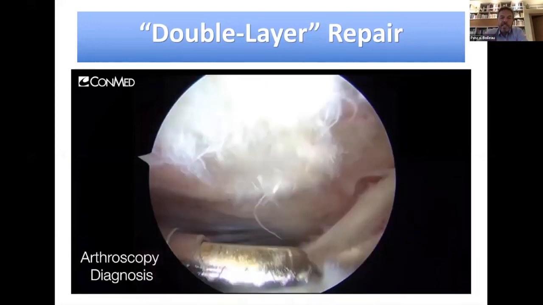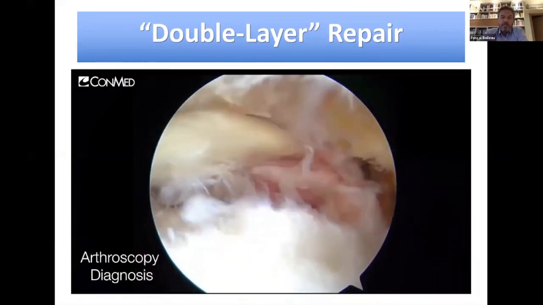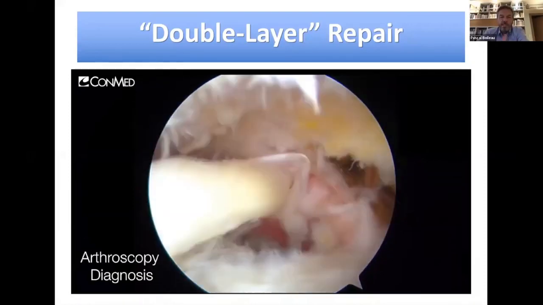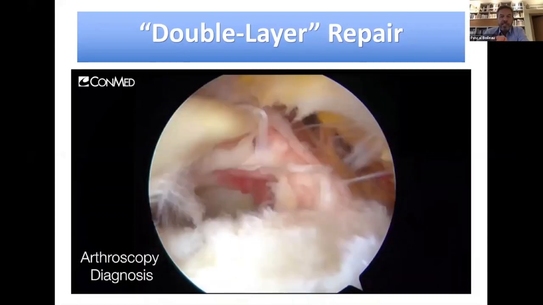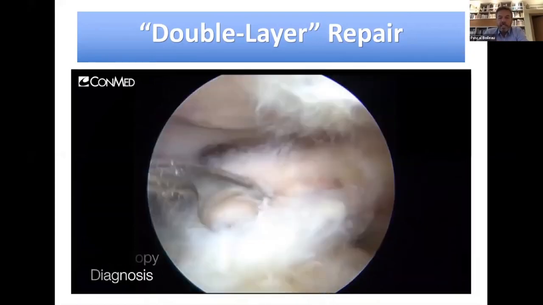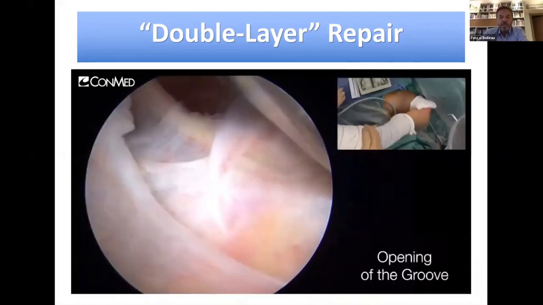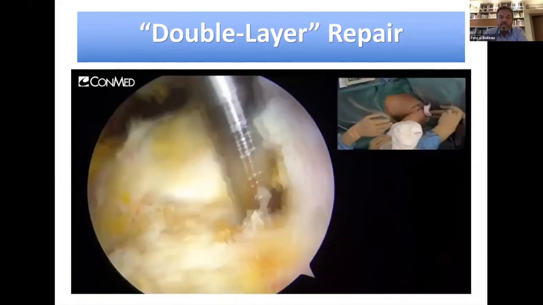You can see the area of impingement. And for me, there is no discussion possible. I need to do an acromioplasty in this case. But you see the retraction of the tear in this case is very complex. Look at that. And you can see that again, the patient now is coming to surgery because of the biceps pathology, and we need to do a biceps tenodesis.